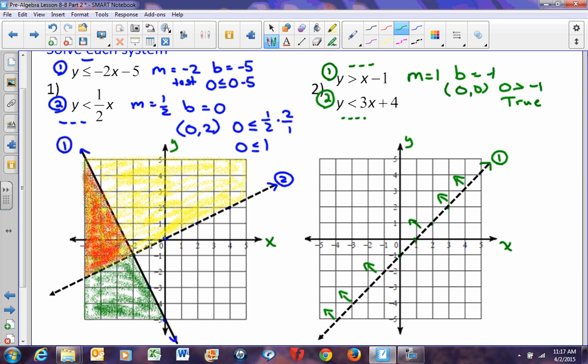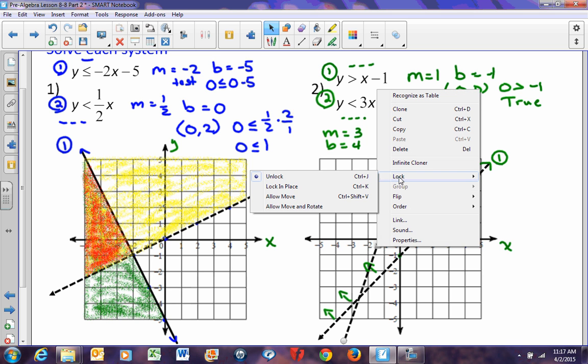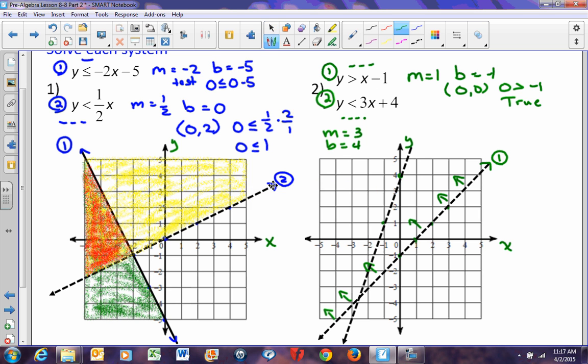Then I'm going to go to the second equation. Y is less than 3x plus 4. My slope is 3. My y-intercept is 4. So I can go up 3 to the right 1 or down 3 to the left 1. Again, this is a dashed line. So I'm going to draw my dashed line here. Pretty good line. Put my arrowheads on it.